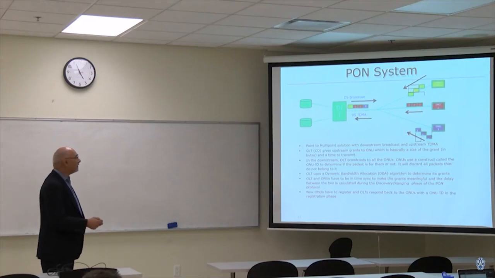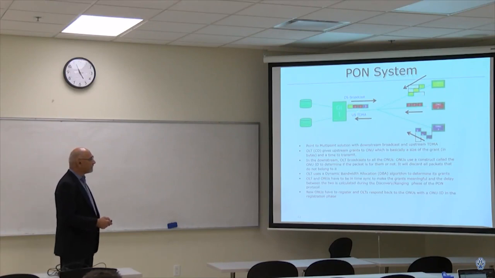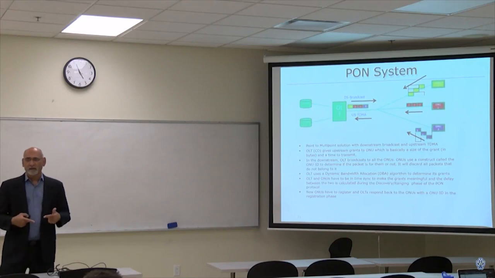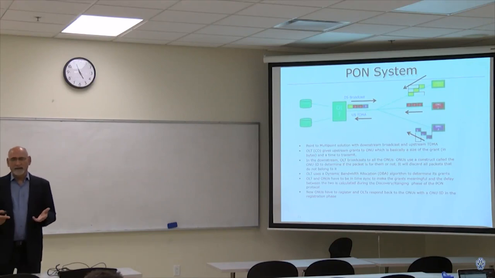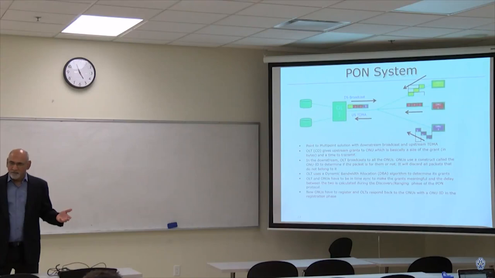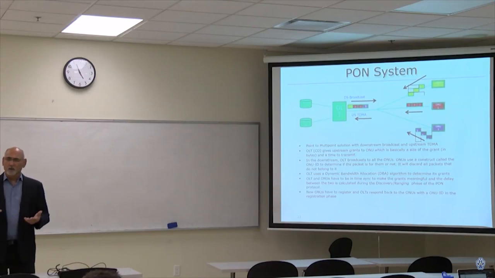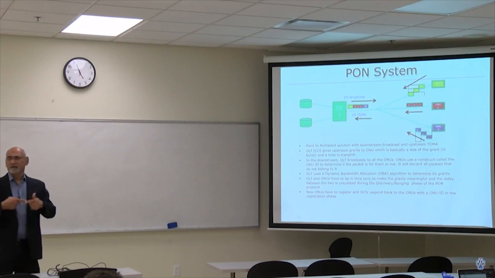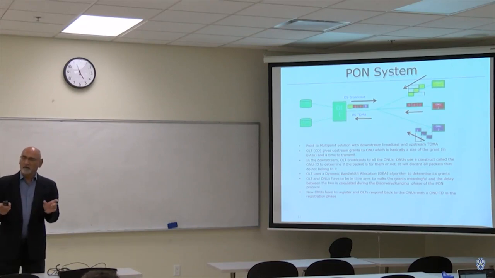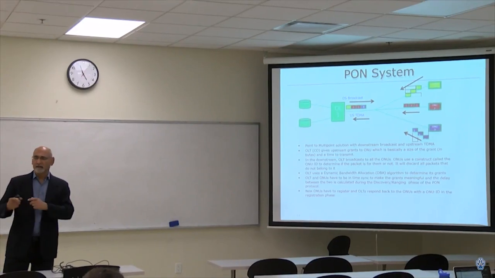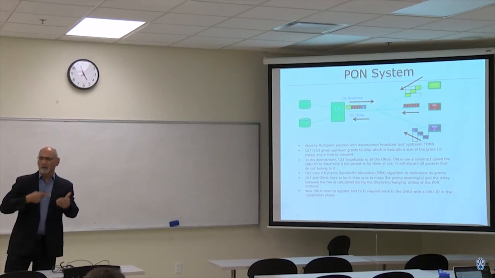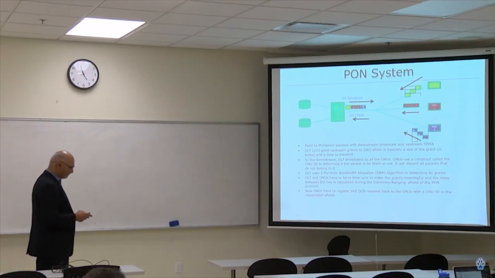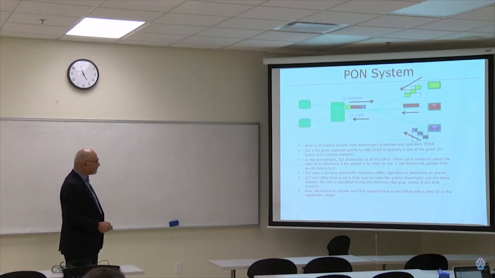So the round trip delay from here to here may be different from the round trip delay from here to here. So the OLT has to figure all that out, and there's a phase called the registration phase and the discovery phase. Whenever a new ONU comes up, it sends its information to the OLT, which then figures out what the propagation delay is, where it is, and then registers the ONU. So there's a whole phase of discovery and registration that comes. So the new ONUs have to register.